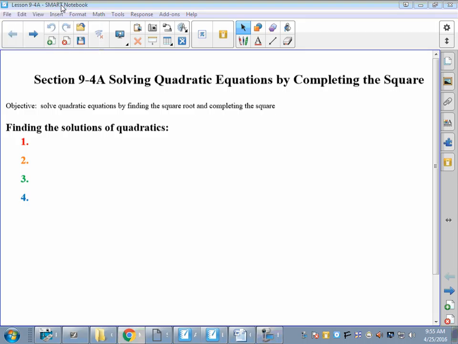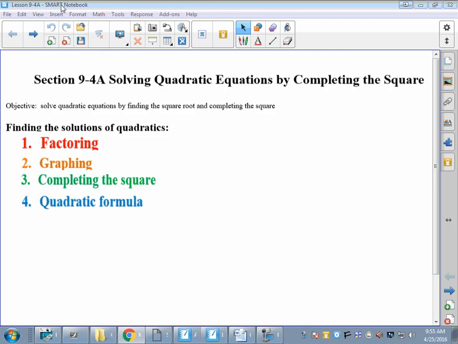So we've already done two methods to find solutions. Remember, solutions are what go in the swirly brackets. When we are factoring, that's where we factor it, set each one equal to 0, and solve. When we're graphing, we're talking about the x-intercepts. We're going to complete the square, which is going to feel a lot like vertex form, putting a quadratic into vertex form. And then when we get into section 9.5, we'll talk about the quadratic formula. So we have checked off factoring and graphing, and today we're going to talk about completing the square.